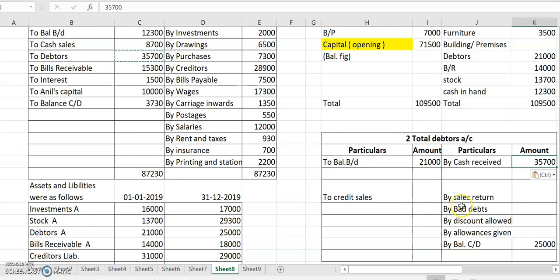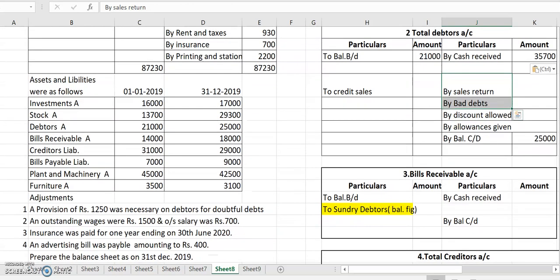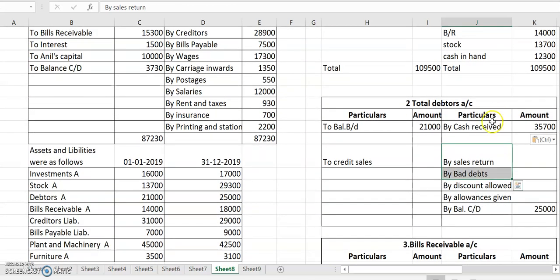In the question, sales returns and bad debts are not mentioned. Yes, they mention bad debts in your adjustment. There is one adjustment with you, that is a provision of 1,250 was necessary on debtors for doubtful debts, but this adjustment doesn't affect the debtors account. So there is no amount recorded here. It is recorded in the P&L account as well as the closing balance of your debtors account. So sales returns, bad debts, discount allowed, and discount given to customers are not present in this question today.